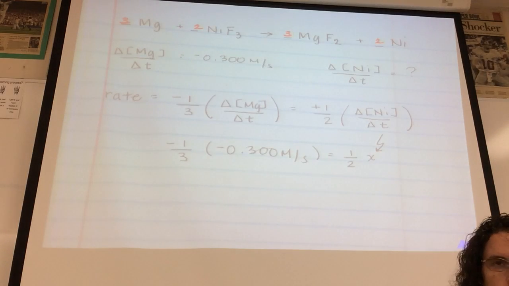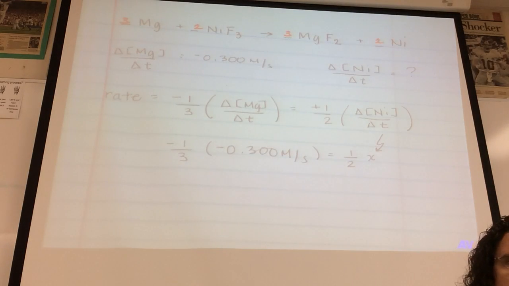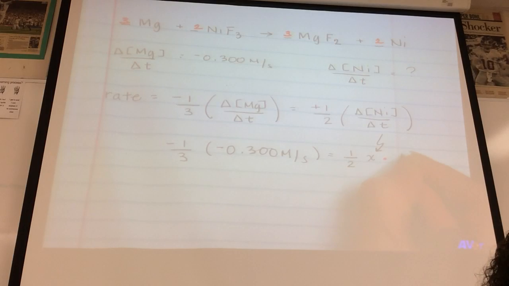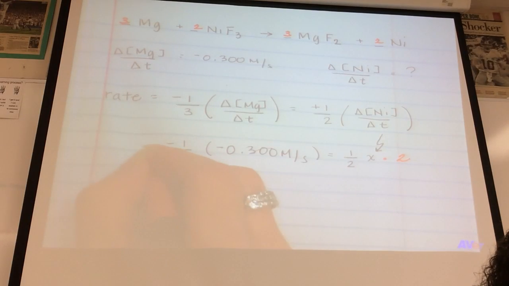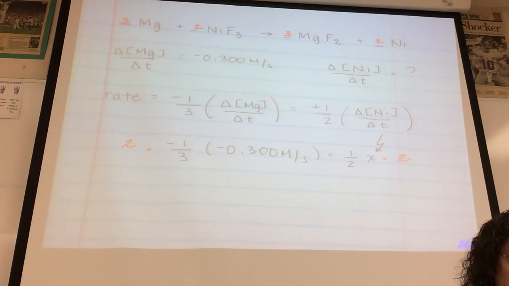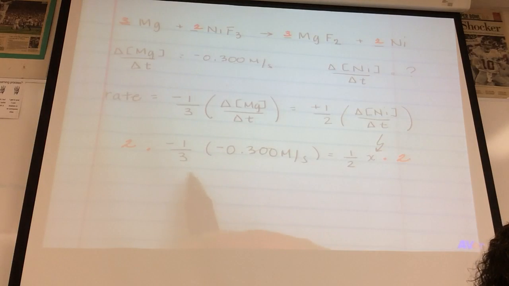And then multiply them. By what? Negative 1/3 times negative 0.300, and then by the reciprocal. Right, and I would just do it all at once. I'd multiply both sides by 2. And then basically you have 2/3 of that.